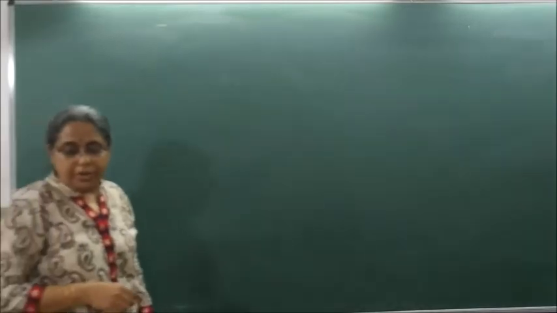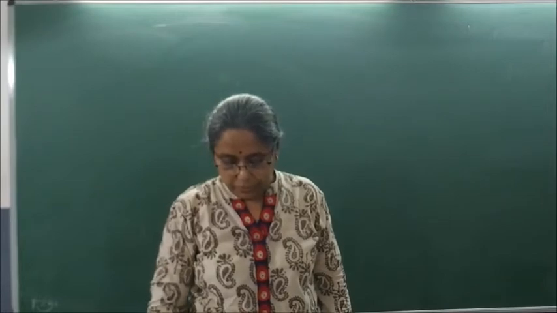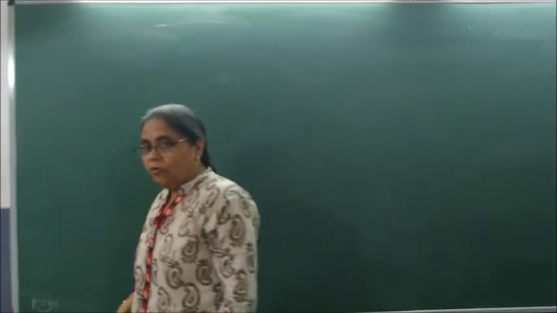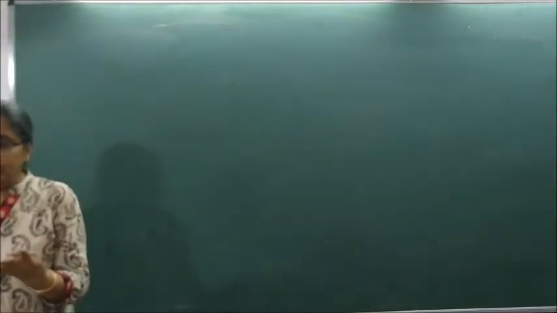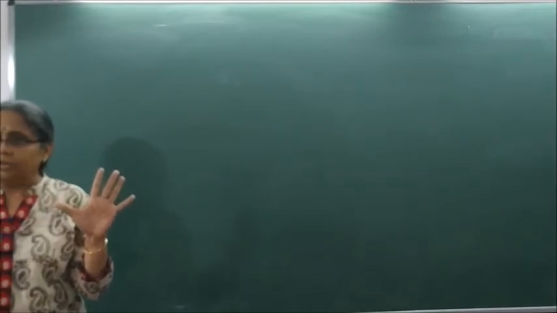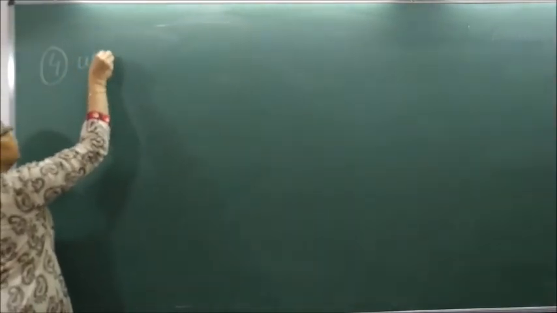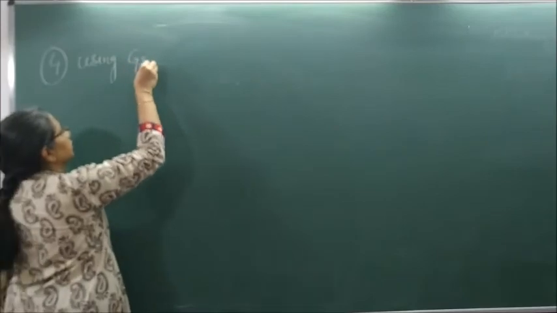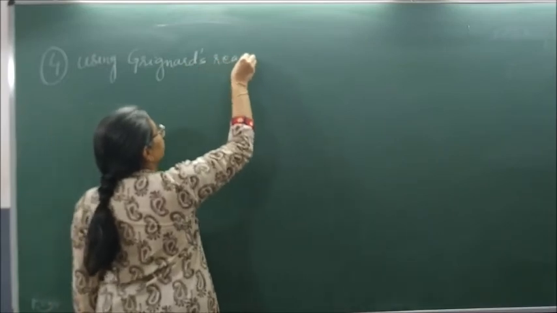What is the method? Hydration of alkene, hydroboration, reduction of aldehyde, reduction of ketone, reduction of carboxylic acid, reduction of ester. So now, the sixth method is preparation of alcohol using what reagent? Grignard's reagent. Using Grignard's reagent.